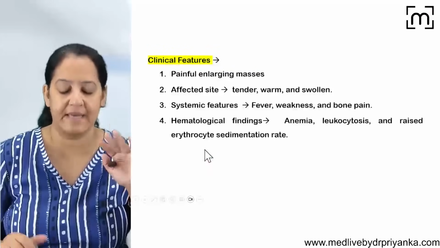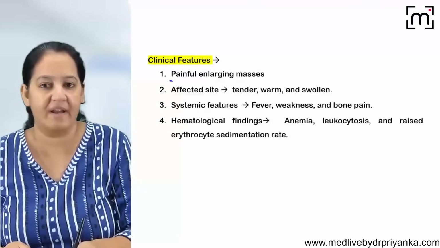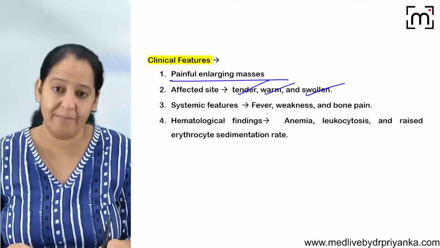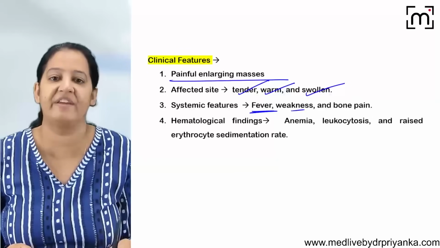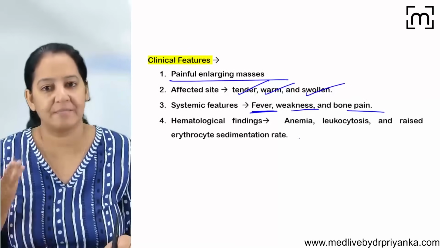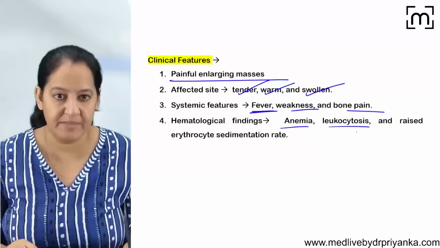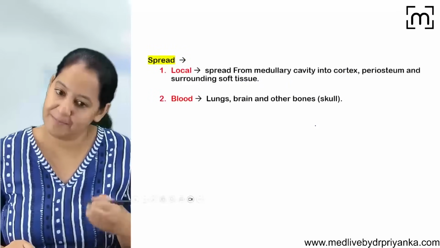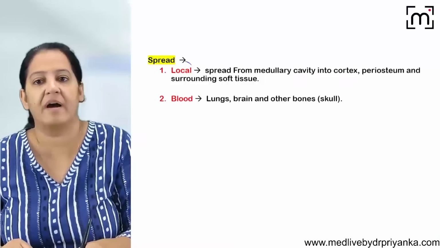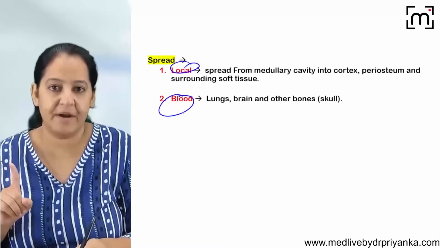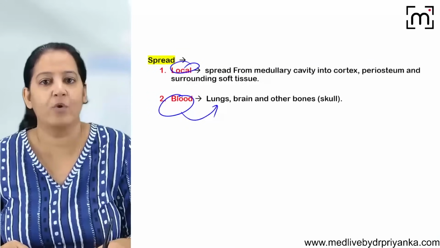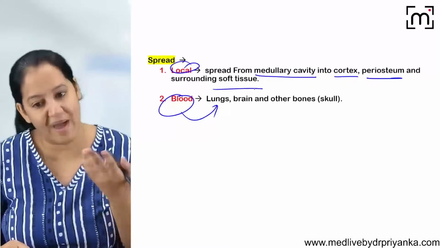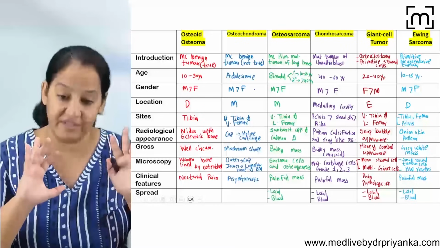Homer-Wright rosettes. Clinical feature, again, painful enlarging mass is there. It is warm, tender, swollen. Sometimes patients have systemic features like fever, weakness, and bone pain. And sometimes the patient has anemia. WBCs can increase, ESR can increase, the hematological findings can also be there. Spread: since it's a very aggressive tumor, again, local and blood spread. Blood spread is most common to the lungs. And local spread, it can spread from the medullary cavity to cortex to periosteum to soft tissue as usual. So we are done with this also.